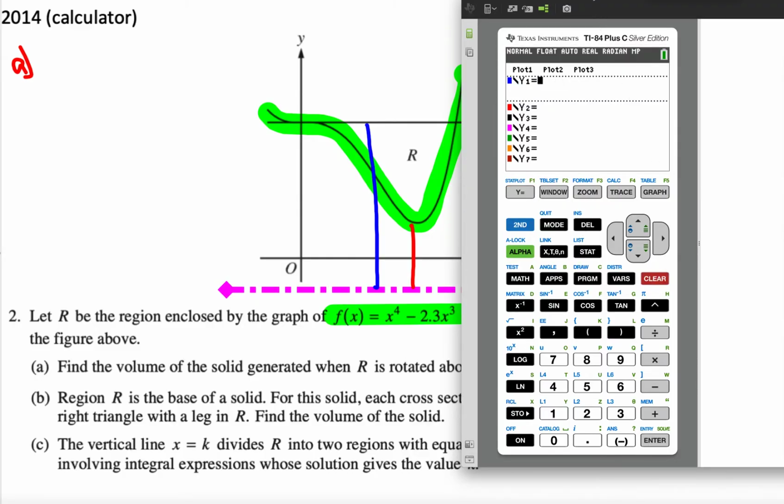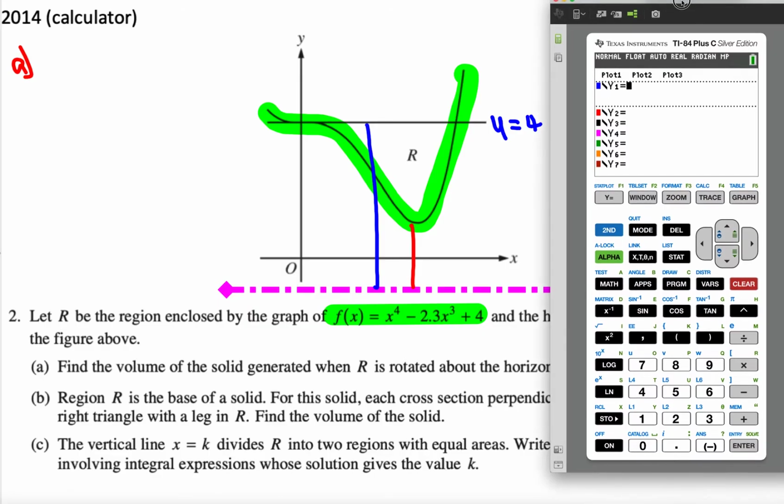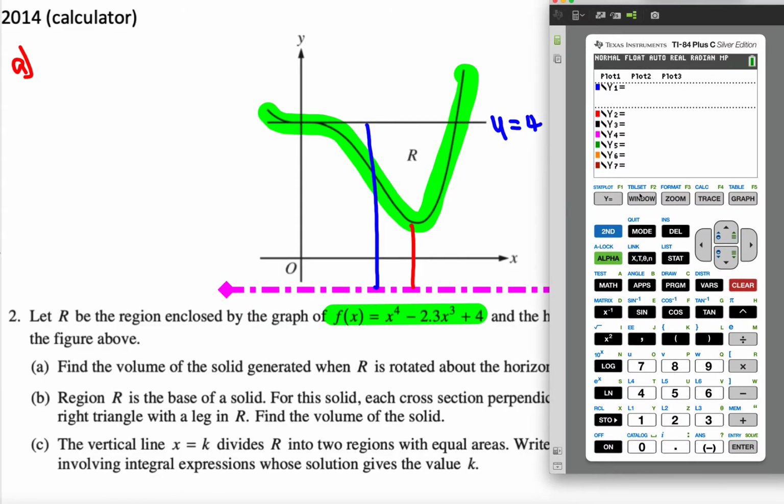I'm going to put down my equation, which will be x to the 4th minus 2.3 x to the 3rd plus 4. All right, and then the second one is equal to 4 here. I'm going to sketch them and then try to find the intersections.